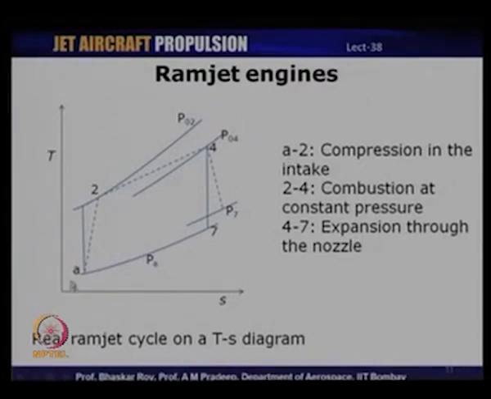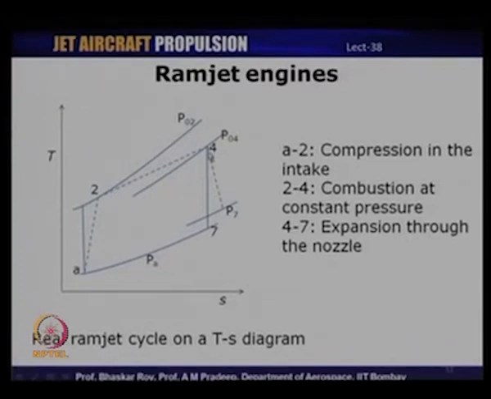A real ramjet would have irreversibilities in all the processes. If you take a look at the first process, which is the compression process, there is a loss, or it is non-isentropic. Process A to 2 is non-isentropic compression. The second process was a heat addition in the combustion chamber. Here of course, there is a pressure loss occurring. You can see P02 and P04 are not the same, whereas for an ideal cycle they were the same pressures. It was a constant pressure combustion. Here it is no longer constant pressure.